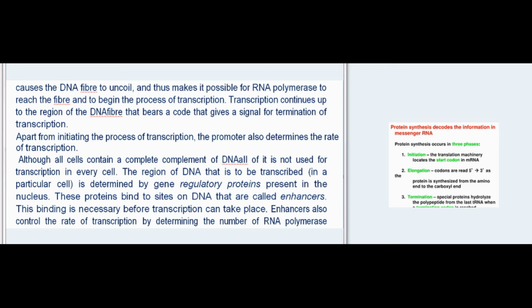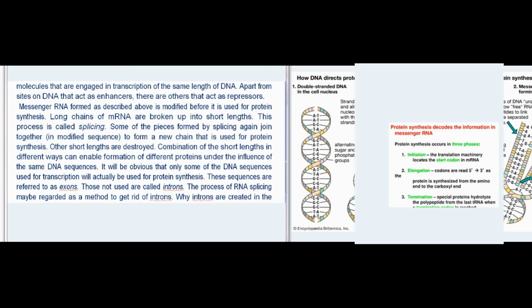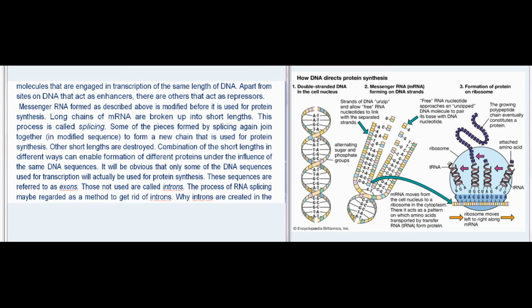Although all cells contain a complete complement of DNA, all of it is not used for transcription in every cell. The region of DNA that is to be transcribed, in a particular cell, is determined by gene regulatory proteins present in the nucleus. These proteins bind to sites on DNA that are called enhancers. This binding is necessary before transcription can take place. Enhancers also control the rate of transcription by determining the number of RNA polymerase molecules that are engaged in transcription of the same length of DNA. Apart from sites on DNA that act as enhancers, there are others that act as repressors.